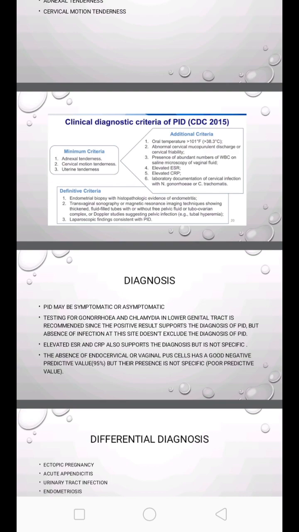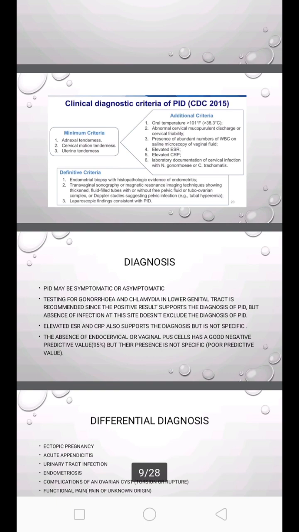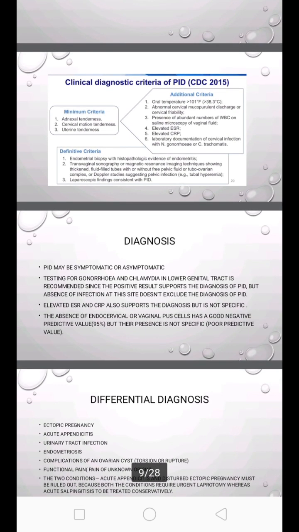In additional criteria: oral temperature of more than 101 degrees Fahrenheit, abnormal cervical mucopurulent discharge, cervical friability, the presence of abundant white blood cells on saline microscopy of the vaginal fluid, elevated ESR, and elevated CRP. Laboratory documentation of cervical infection with Neisseria gonorrhoeae or chlamydia.